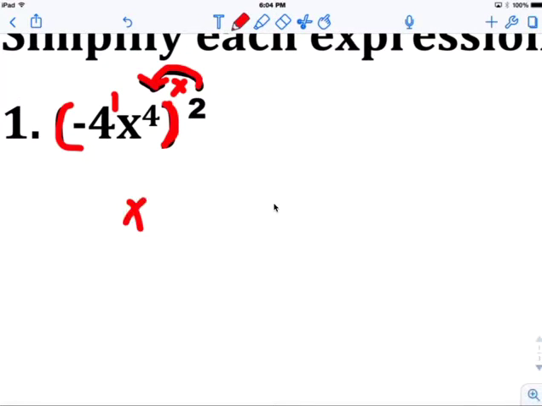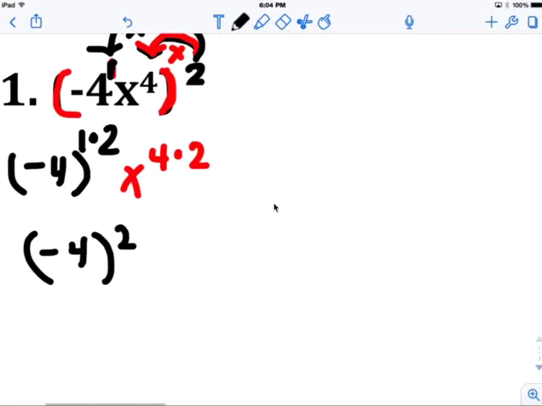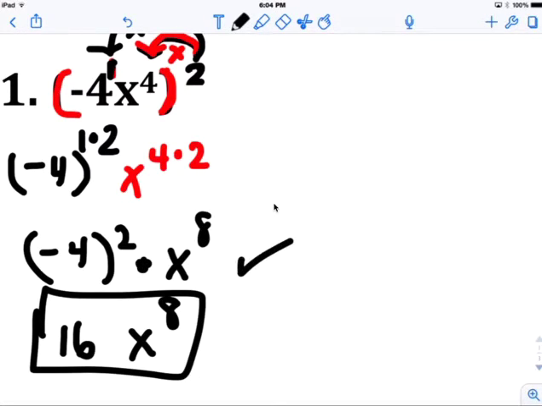So you got x^4 times 2. And then this base of -4, in parentheses, 1 times 2, this 1 times this 2. Okay, so your answer is (-4)^2, which is -4 times -4, which is 16, and then x to the 8. Or if on the test you leave it x to the 8 like that, that's okay too. But you need to know that these two mean the same.